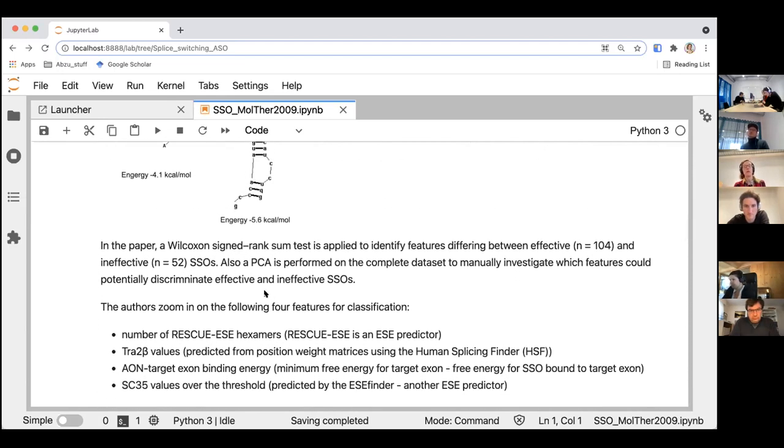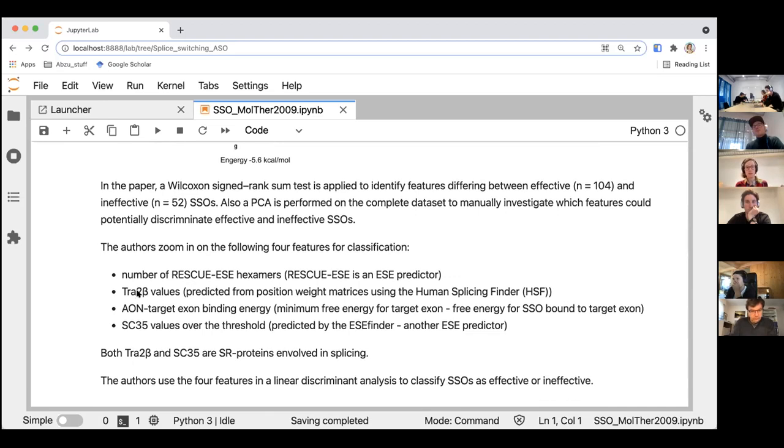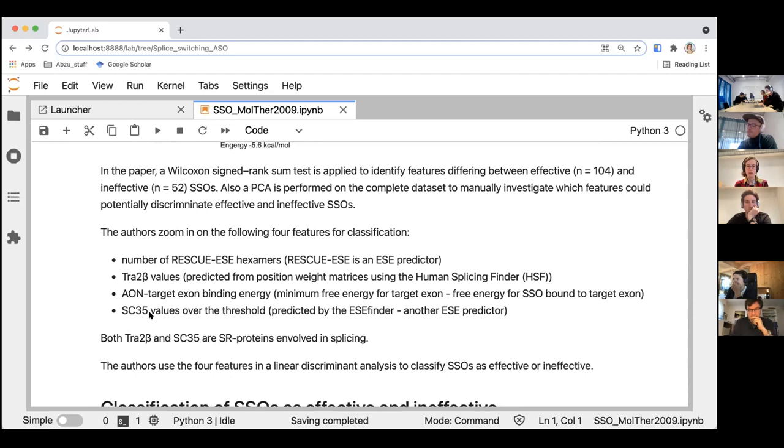In the paper, they apply a Wilcoxon rank-sum test on all these kinds of features, and then they see if there's a significant difference between effective and ineffective SSOs based on these features. They also do a PCA to try to look at what features could potentially discriminate effective and ineffective SSOs. They pin down 4 different features, mostly around the ESE predictions, about a splicing factor, TRA2 beta, something about the binding energy between the SSO and the target, and then again, another splicing factor, SC35.